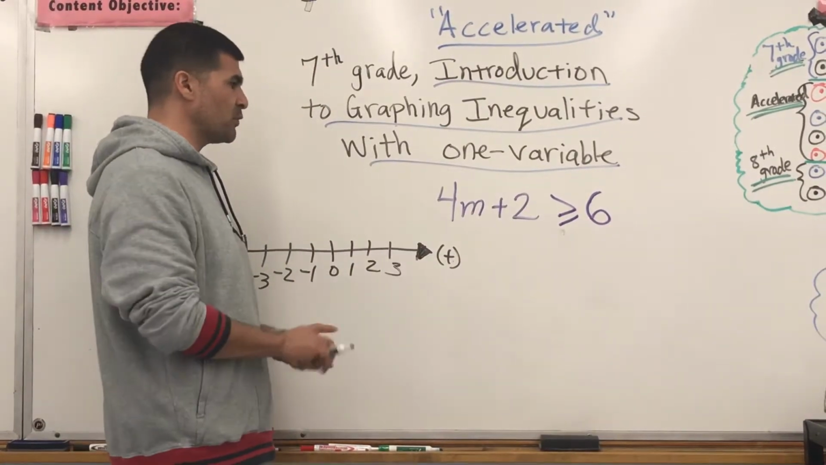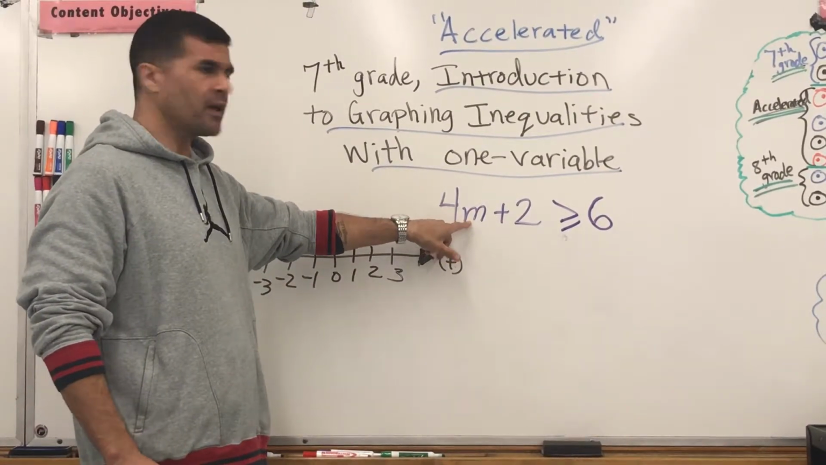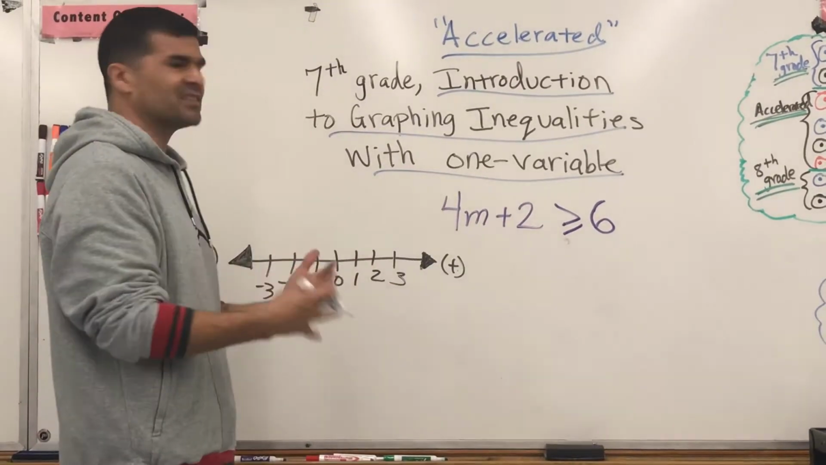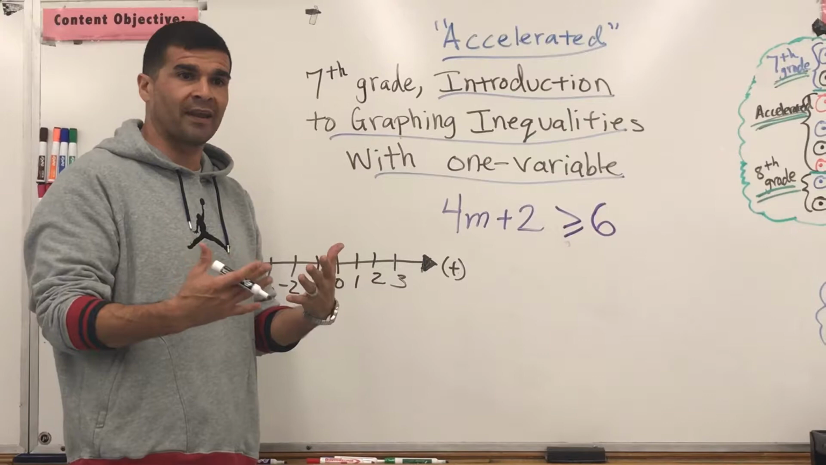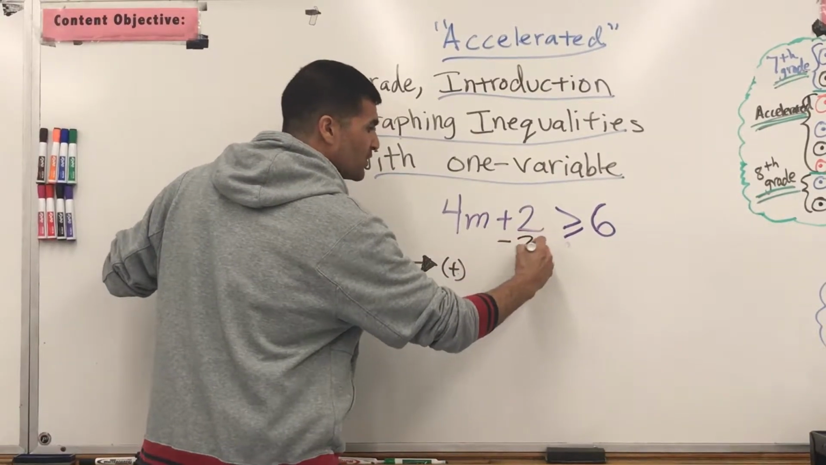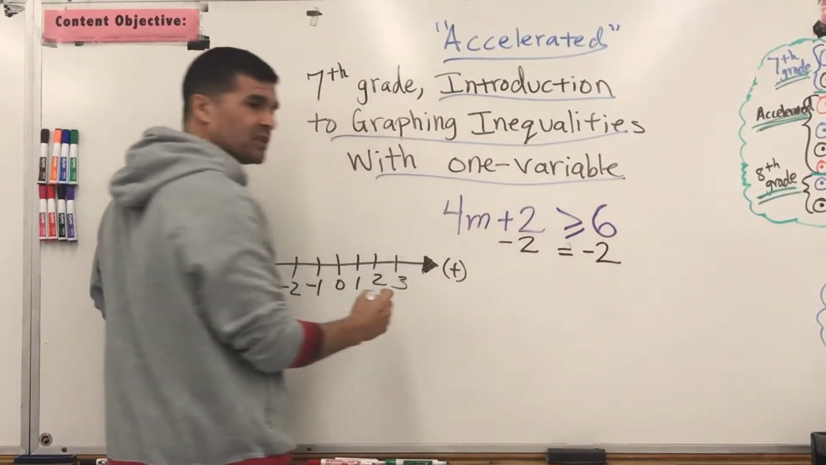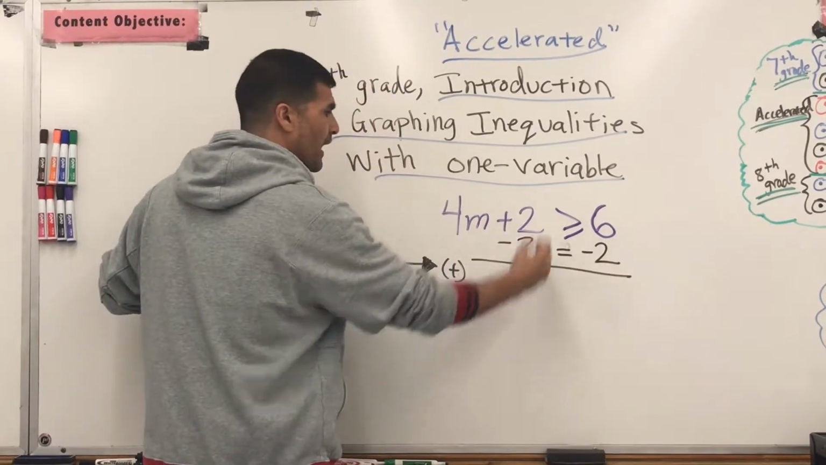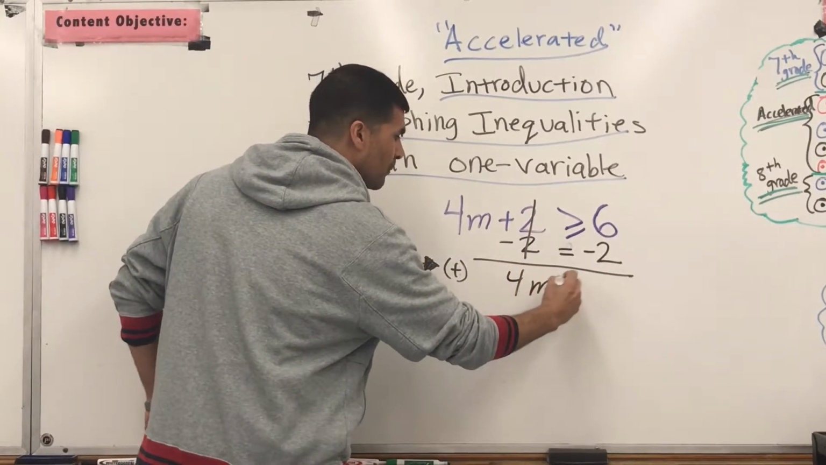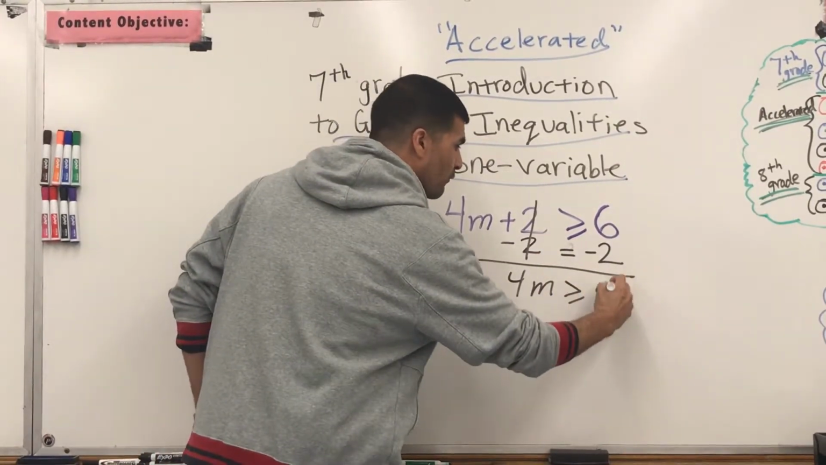A lot of you guys can probably do this in your head and say, well, let's see. Isn't 4 times 1 equal to 4 and 4 plus 2 equal to 6? So I think m has to always at least be equal to 1. But let's see how we would have isolated this. We're going to take away 2, and balance this by taking away 2 from the 6. This gives you 0, because 2 take away 2 is 0. 4 times m now has to be greater than or equal to another number, 4.